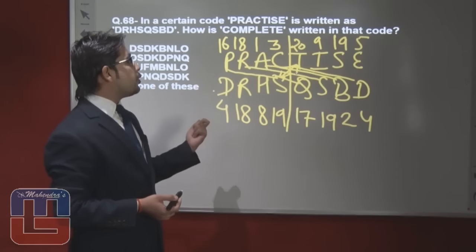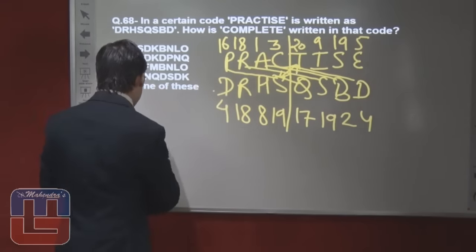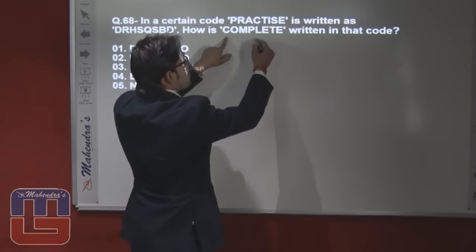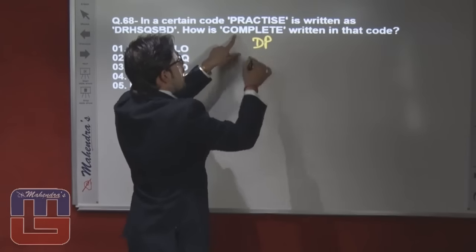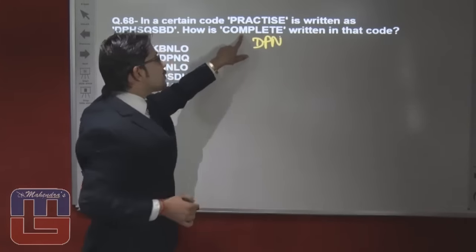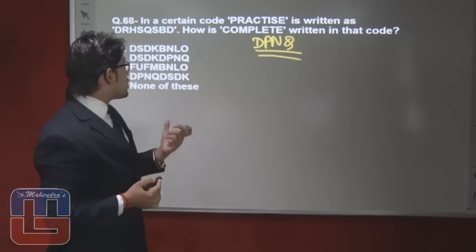Now we can easily find out what is the exact pattern of this word, that is complete. Let's take it out. C plus 1, that will be D. O plus 1, that will be P. M plus 1, that will be N. And P plus 1, that will be Q. Let's take out how many options will be eliminated.